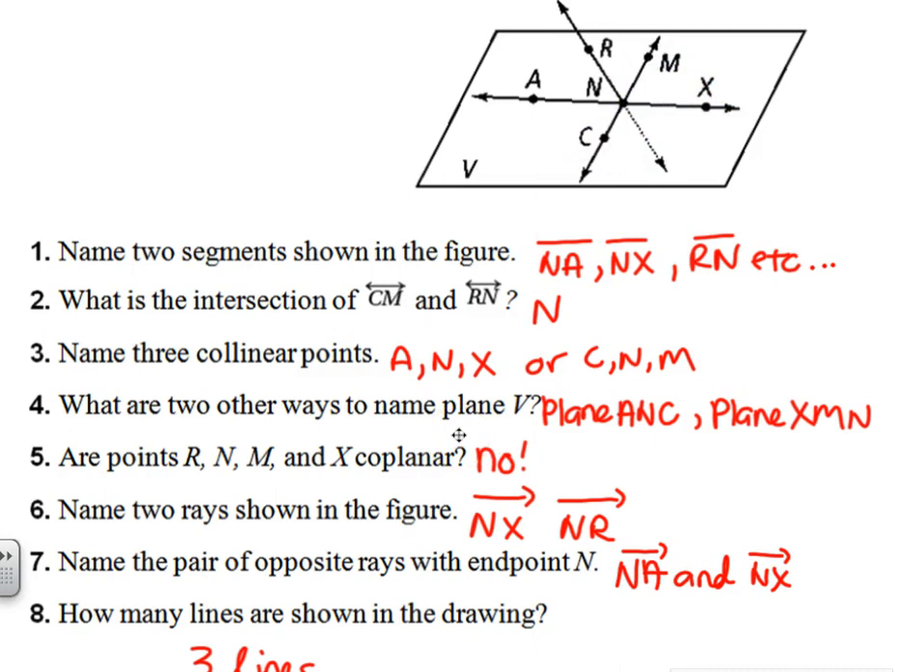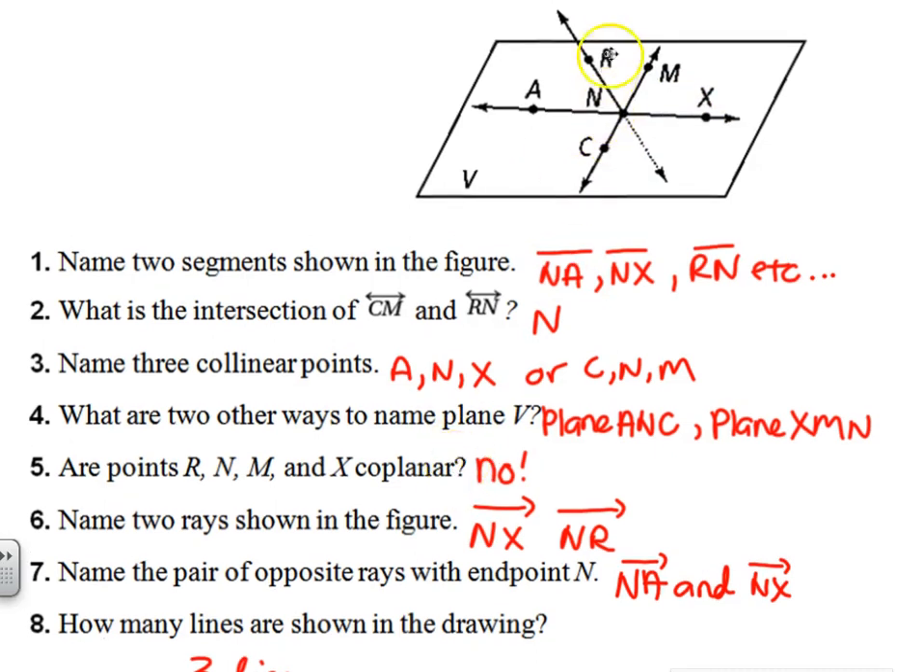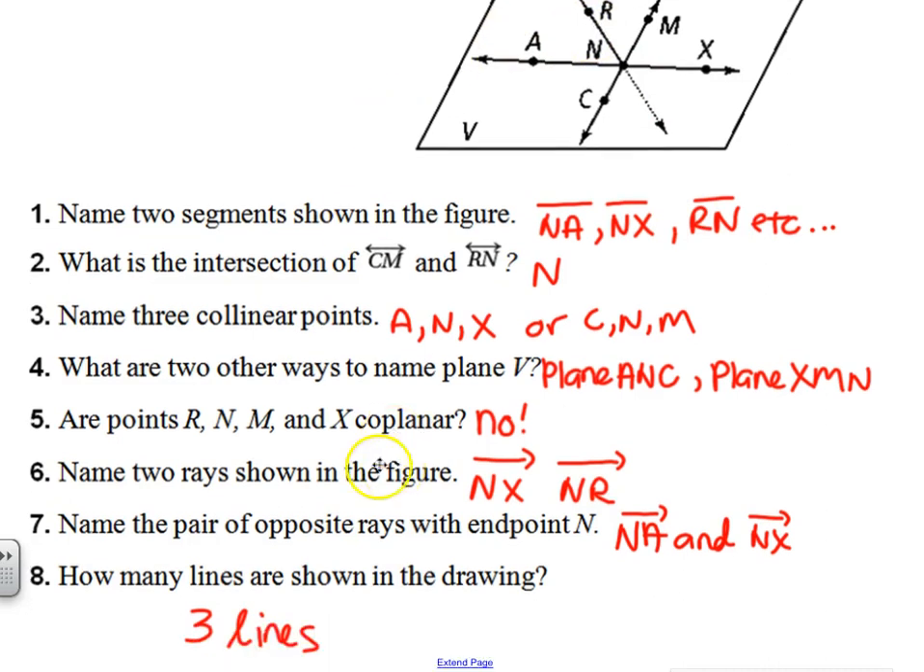Are points R, N, M, and X coplanar? No. Even though it looks like R is on the plane, it's in mid-air going through the plane. So R is not on the plane, and if you need a better explanation of that, I can come shove a pencil through a piece of paper and show you.